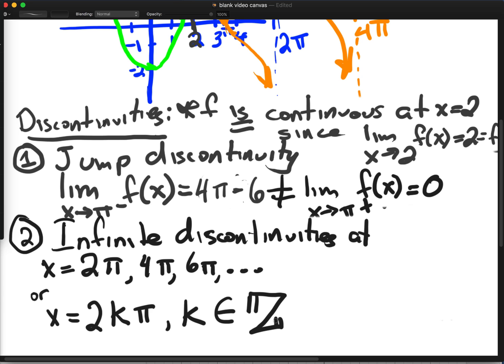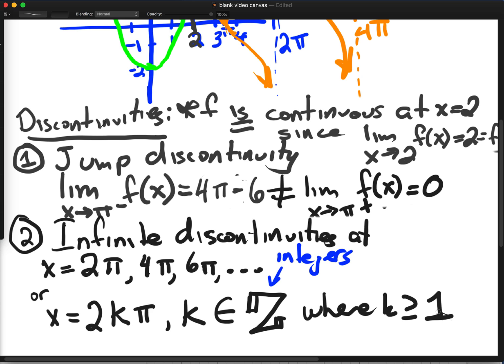What's that? Looks like a funny looking Z. What does that mean? It's the integers. You know how the one you're more used to is the real numbers, that funny looking R with the 2 bars? So these are all the integers. But again, I don't want all of them, so I have to specify where k is greater than or equal to 1. So it's an integer, but has to be greater than or equal to 1. You can say greater than 0 if you want. Does that make sense? So if k is 1, 2, 3, 4, then 2k pi is 2 pi, 4 pi, 6 pi, and so on. Thumbs up? All right?